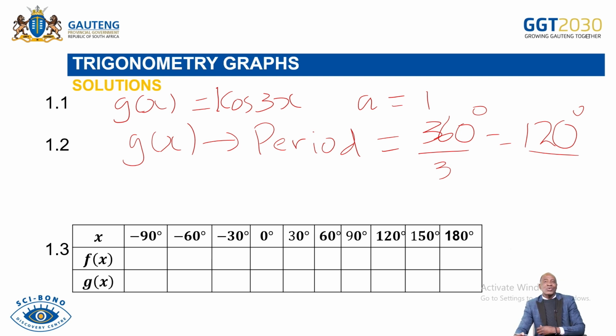So this is how you could have determined your a, which represents your amplitude, is 1, and your period is based on the standard period for the cosine graph, which is always 360 degrees. But because of some of these transformations that take place on these functions, we divide our 360 degrees by 3 to obtain 120 degrees. Okay, right.